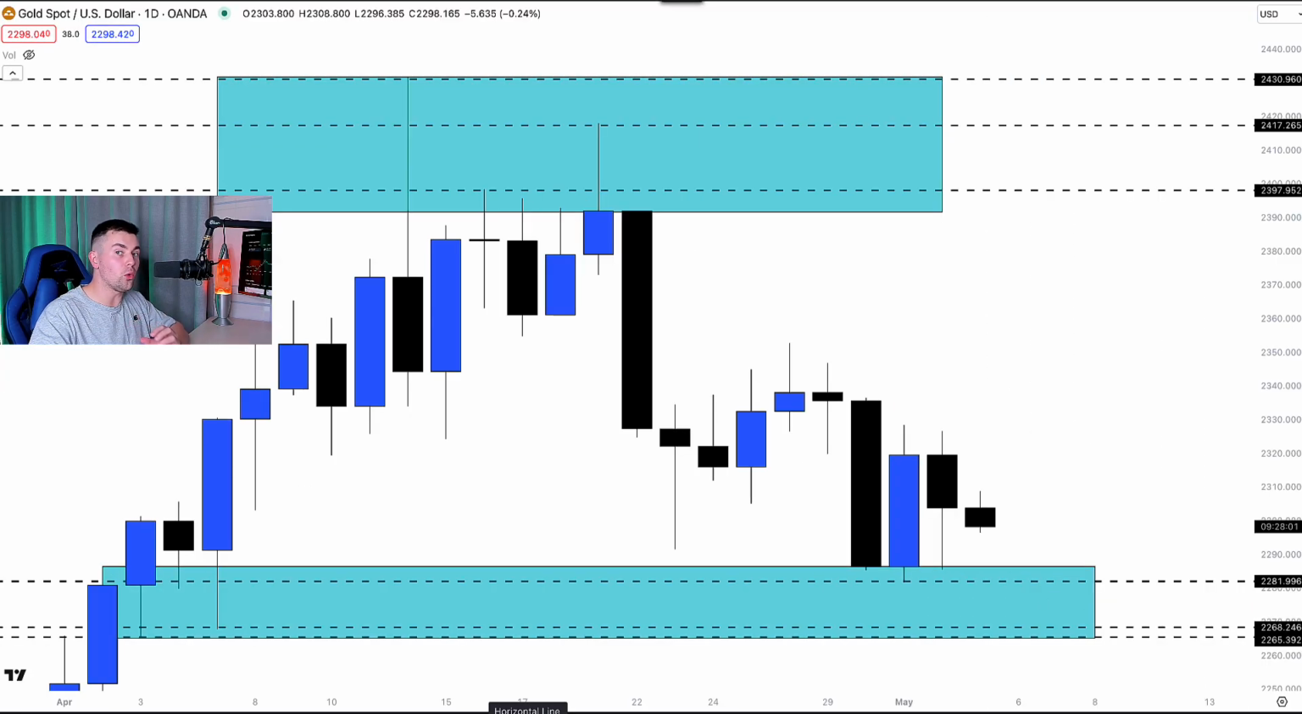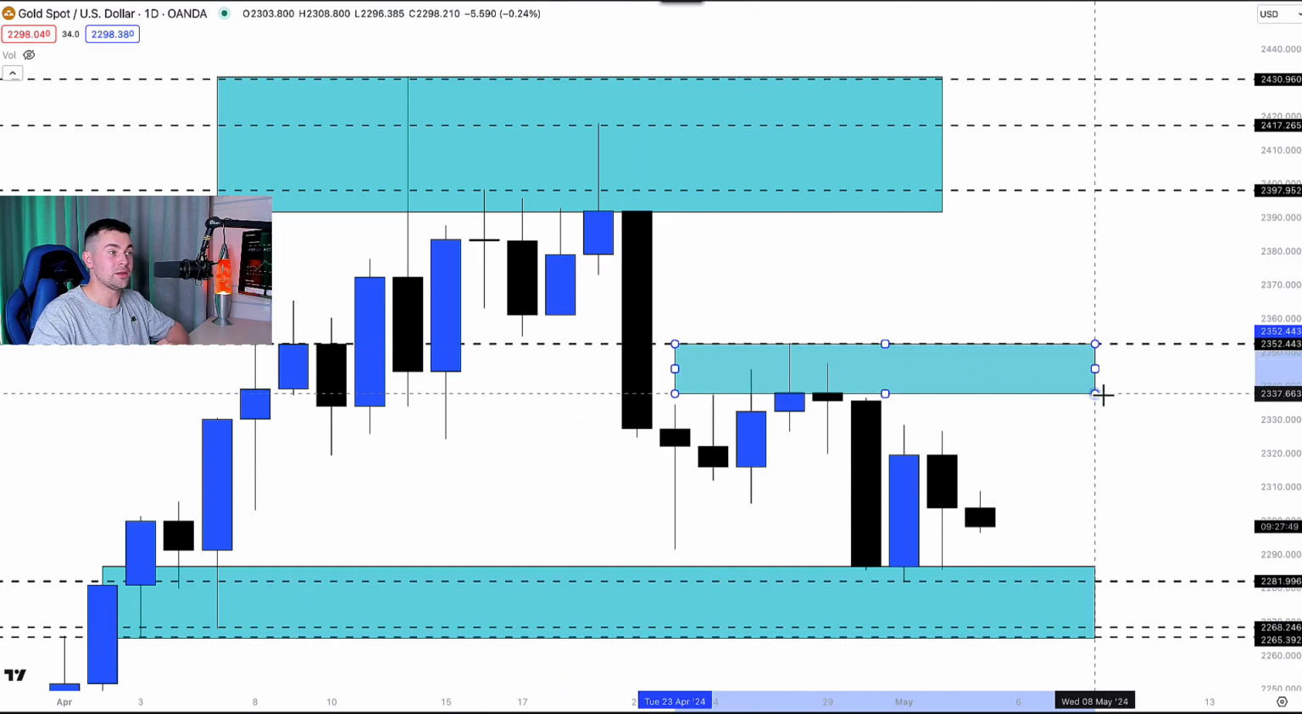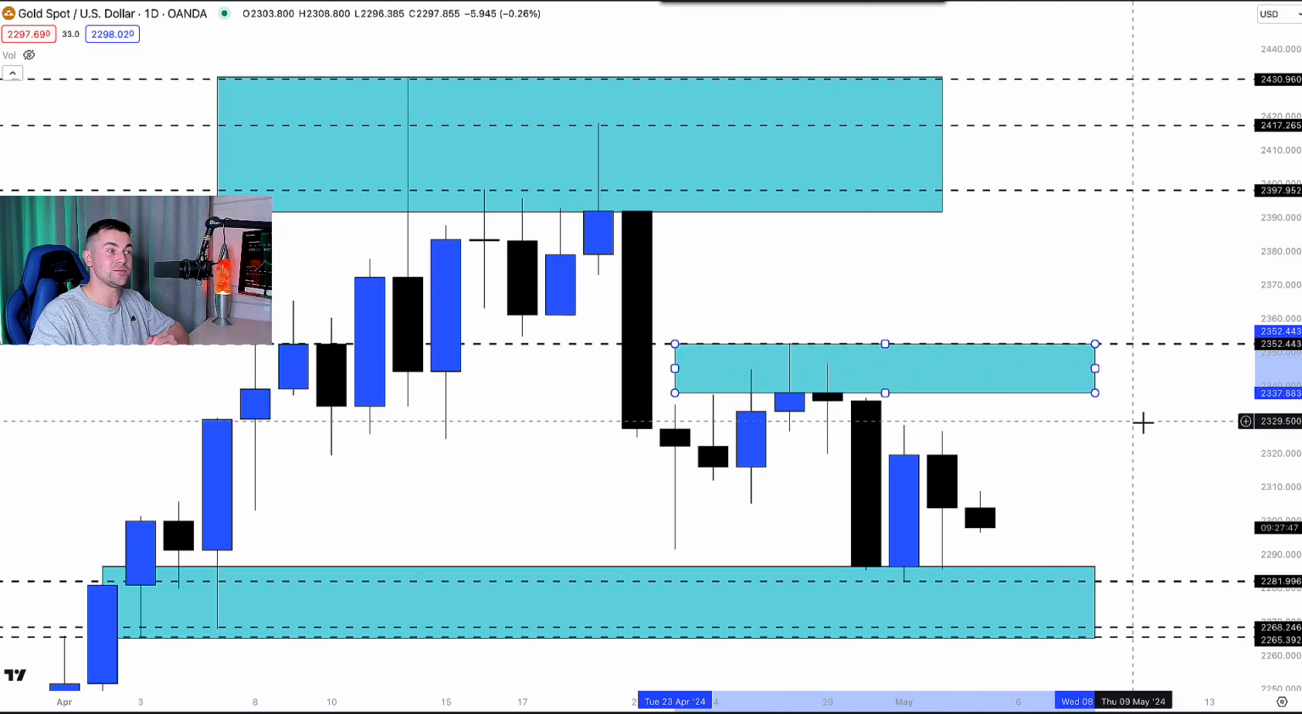And I see one more supply zone right here. You can see that from that level in the recent past a bearish movement started. And here we have a liquidity zone that is based on one single level. That is the supply zone that we should pay close attention to.